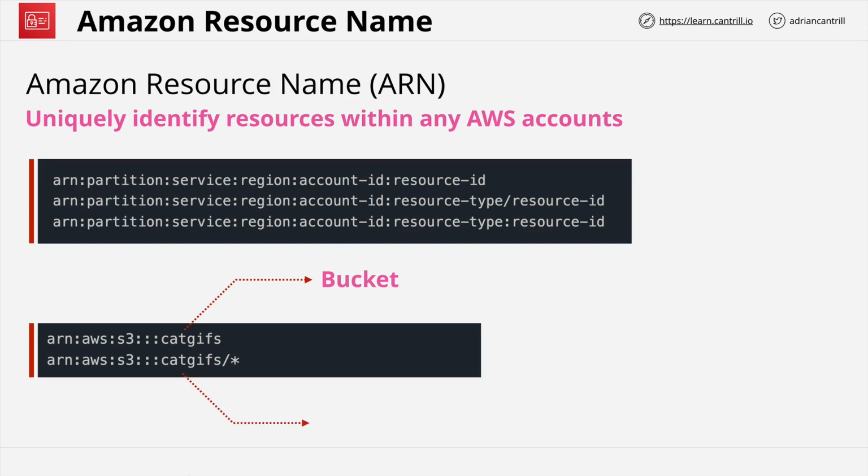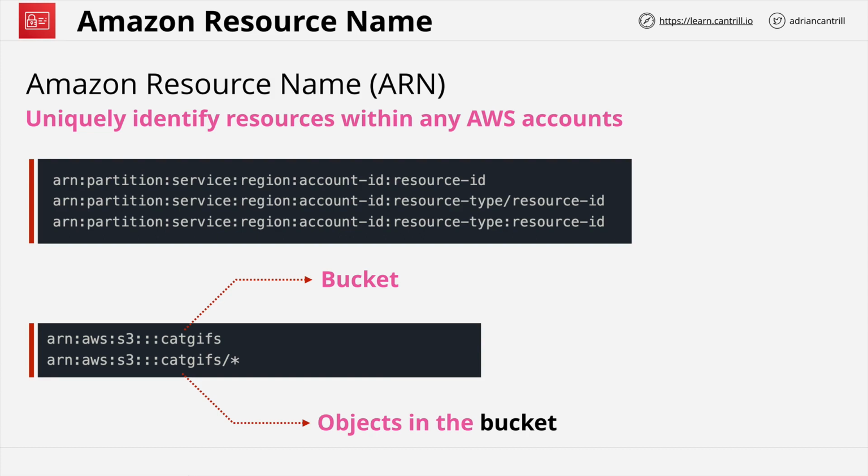But a bucket and objects in that bucket are not the same thing. This ARN references anything in that bucket, but not the bucket itself. So by specifying /*, that's a wildcard that matches any keys in that bucket, so any object names in that bucket. This is really important. These two ARNs don't overlap. The top one refers to just the bucket and not the objects in the bucket. The bottom one refers to the objects in the bucket, but not the bucket itself.